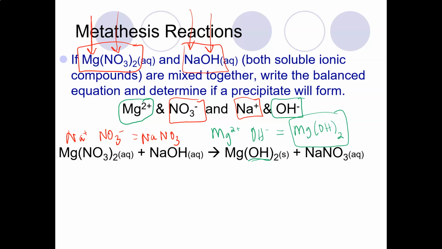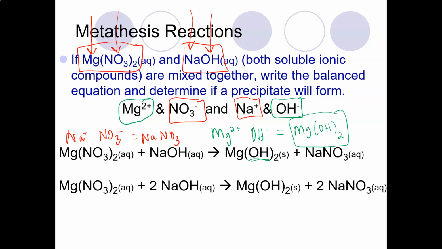I am going to skip ahead here, and what I'm going to end up with is a coefficient of 1 and then 2 and then 1 and then 2. So 1 magnesium on each side, 2 nitrates on each side, right? Because there's a 2 right here. 2 sodiums and 2 nitrates. There's a 2 right here, so 2 sodiums and 2 hydroxides. So that's my balanced chemical equation.